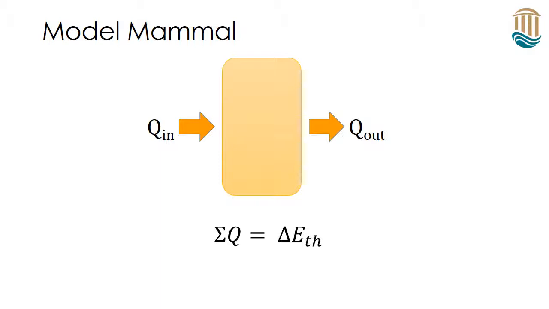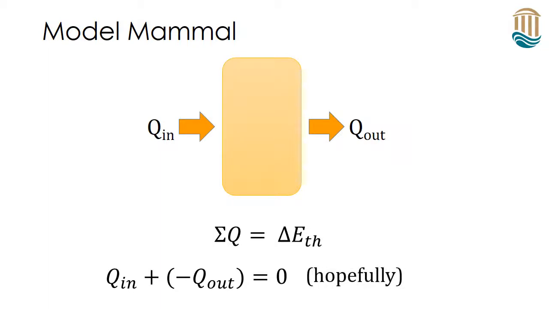Our goal for this section is to create a model of a mammal which includes the inputs and outputs of heat to the body. When you add up all the inputs and outputs, you'll determine the change in the body's thermal energy. If you're a mammal, a homeotherm, the inputs and outputs will add up to 0, meaning that your body temperature will remain constant. If something is wrong and they don't add to 0, then the mammal's body temperature will increase or decrease.